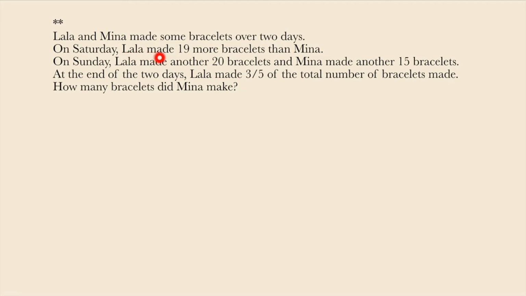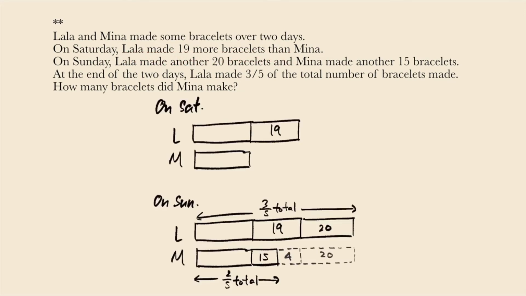On Saturday, Lala made 19 more than Mina. Okay, so on Saturday, 19 more than Mina. On Sunday, Lala made another 20, so let's add 20. And Mina made another 15. So whatever Mina's blocked here, we're going to add another 15. Now we know it is shorter than 19 for sure. So I'm going to draw 15 like that. Now notice that I know exactly what's missing over here, 4 and 20.